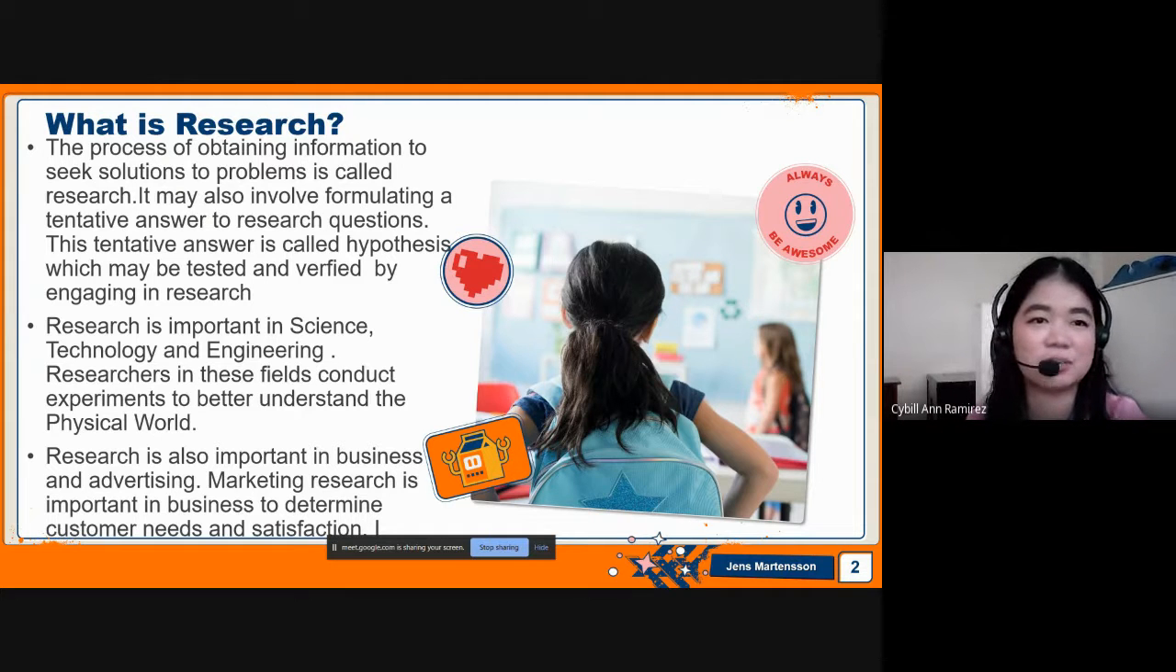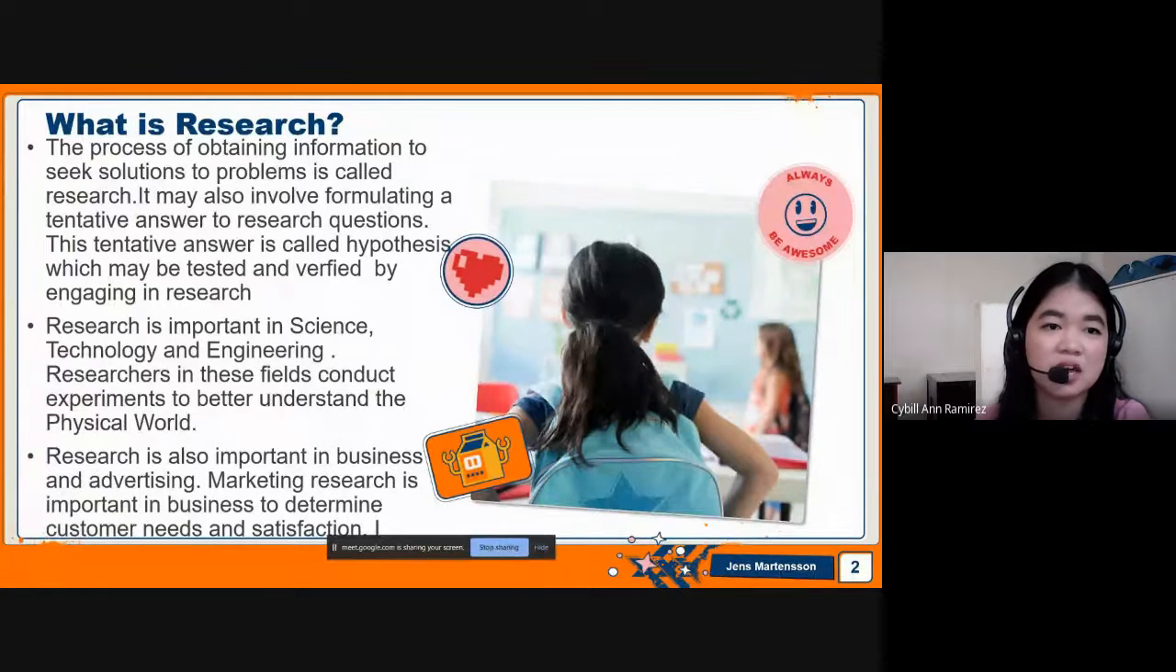So research is the process of obtaining information to seek solutions to problems. It's called, no, research. It may also involve formulating a tentative answer to research questions. This tentative answer is called hypothesis, which may be tested and verified by engaging in research.